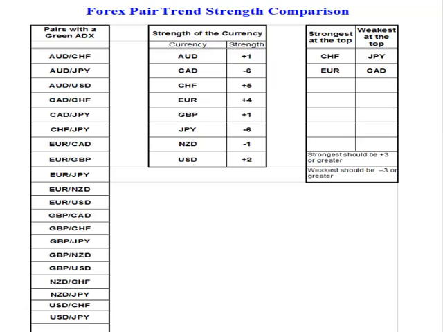Once we know which pairs are trending, our next step is to determine which currencies are strong and which are weak. The pairs that are trending are listed in the left-hand column. The center column shows the strength for each of the 8 currencies. We've taken this strength information and have listed the strongest and weakest currencies that have a strength of 3 or higher in the right-hand column.